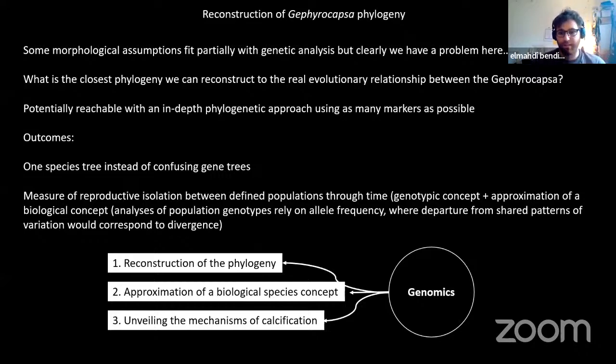So it will be a clear signal of species separation. In a way, reconstructing the phylogeny can be achieved with genomics, and at the same time, we can approximate the biological species concept.